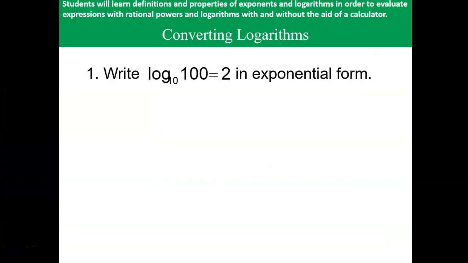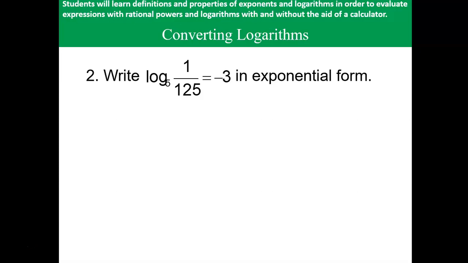So here's a chance for you to check your answers. The log base 10 of 100 is 2. Now remember that the log base 10 is also called the common log. And so if we don't see a base, it's assumed to have a base 10.